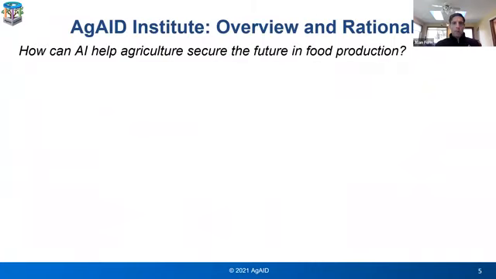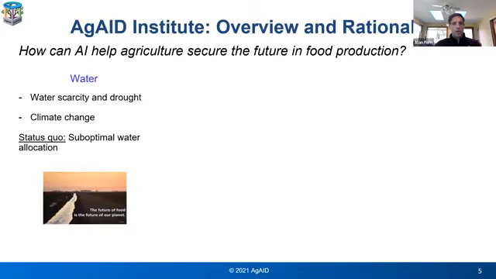So that's our team. The overview and rationale, the big question is, how can AI help agriculture secure the future in food production? Right? This is going to be a big deal as we move forward. The population around the world is not going to go down. Maybe in isolated places it will go down, but worldwide it's not going to go down. There's changing climates, all sorts of fun, difficult, challenging problems that we have to be dealing with.